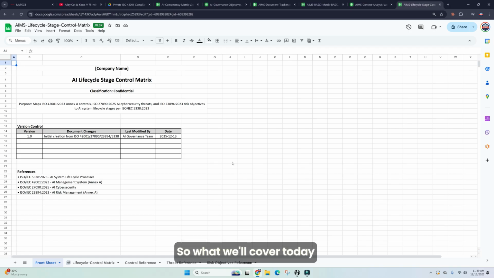So what we'll cover today is one, a lifecycle stage control matrix, which maps controls to your AI system's entire lifecycle. A context analysis workbook, which is like a business strategy framework adapted for AI governance. We'll look at the RASCI matrix, so who owns what in your AIMS. A document tracker, to manage your entire documentation set. A governance objectives register, so you can plan and measure your AI objectives, and a competency matrix, which shows what skills your team needs and who needs them.